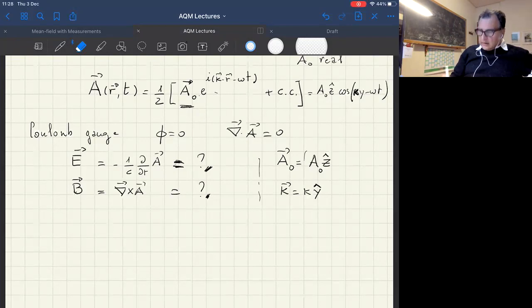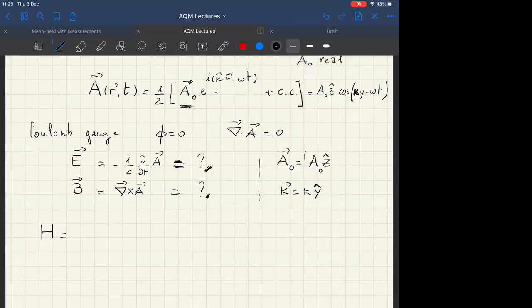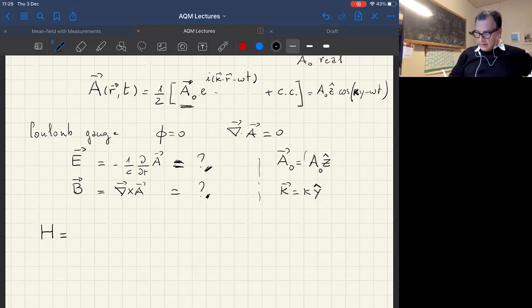Now, the next thing we should write down is the Hamiltonian of the atom. So let's consider hydrogen atom. The Hamiltonian of the atom in the presence of an electromagnetic field, okay? So if I ask you, can you tell me what should I write? So what is the Hamiltonian of a hydrogen atom in the presence of an electromagnetic field? Go ahead. What should I write? Tell me step by step.